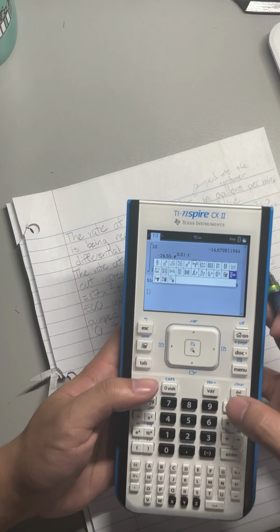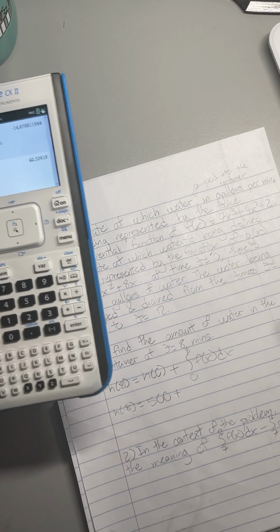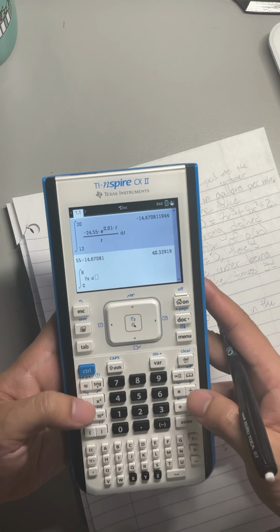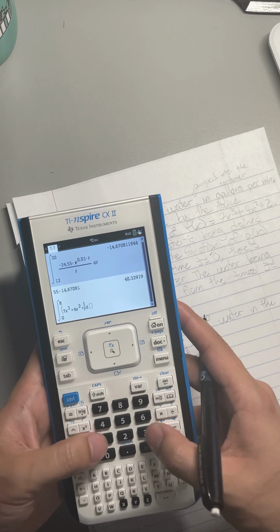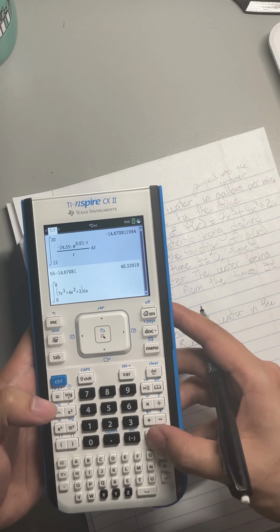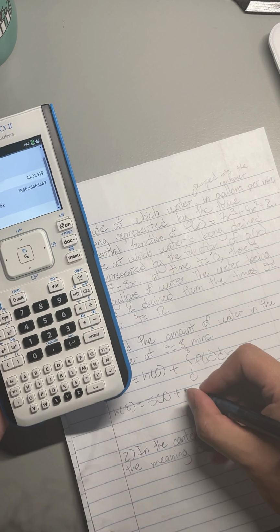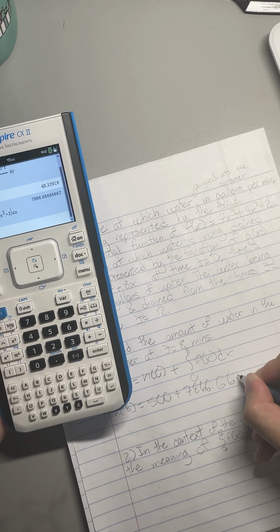Using our calculator, 0 to 8, 7x cubed plus 4x squared plus 2 dx, which is 7,866.667.